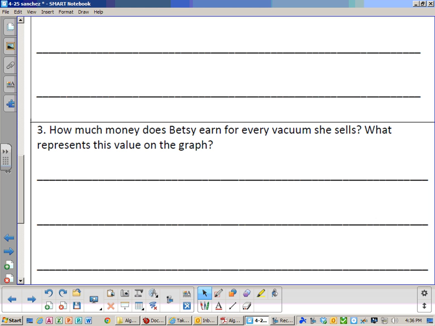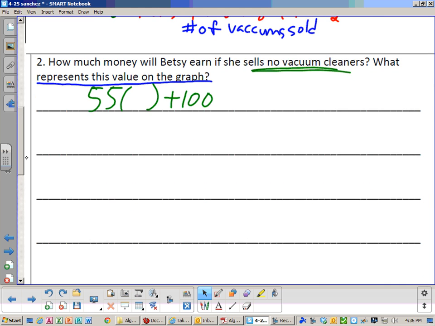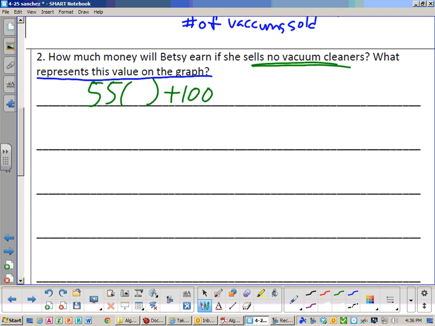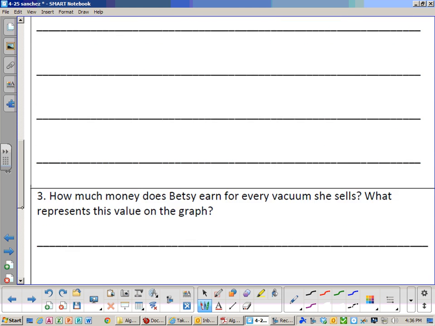So really easy. I'm going to give you some multiple choice options here. Over here, I want to know what it represents on the graph. I'll give you some option choices. Is it slope or is it y-intercept? When they're referring to this question, if she sells no vacuum cleaners, is that answer going to represent a slope or y-intercept?